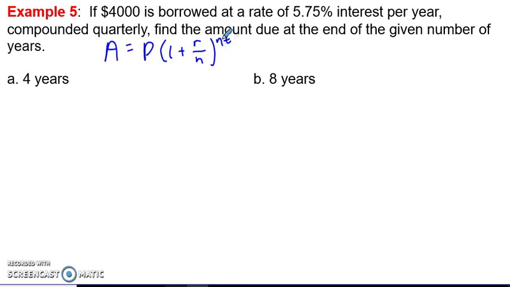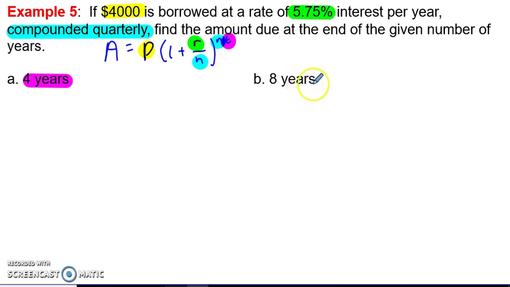So I'm looking at this and recognizing what information I need from the word problem. So I have $4,000, which is going to represent my principal. Kind of highlight stuff and color coordinate it. The 5.75 represents my rate. And then the actual N value is going to be 4 because it's compounded quarterly. So compounded quarterly is represented by N. And then the time, it tells us that our time here for question A is going to be 4 years.